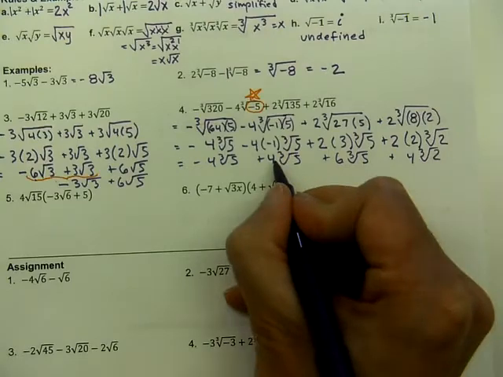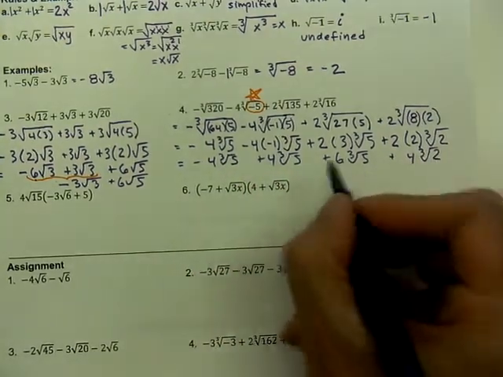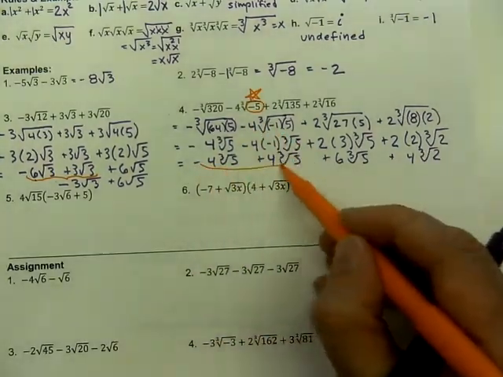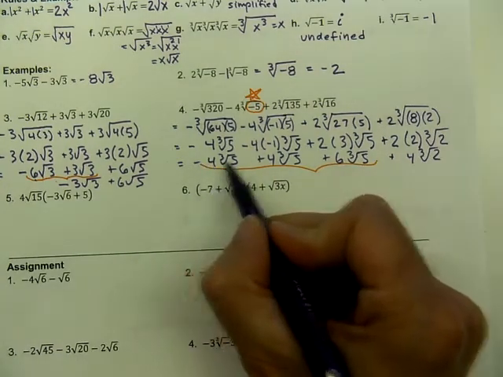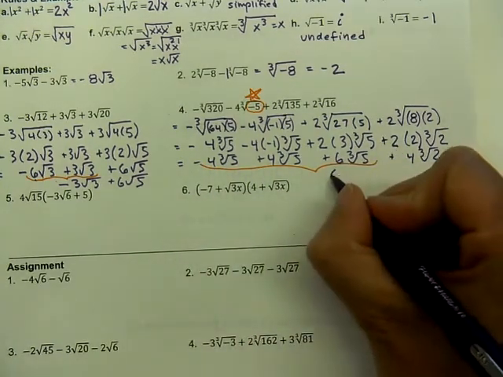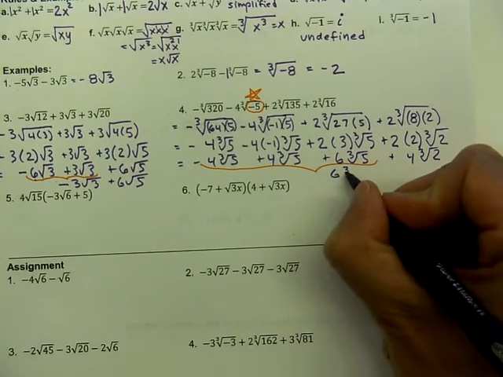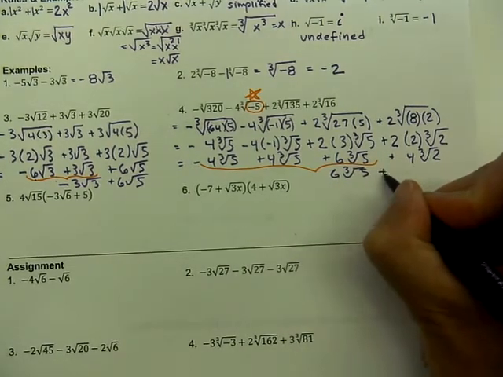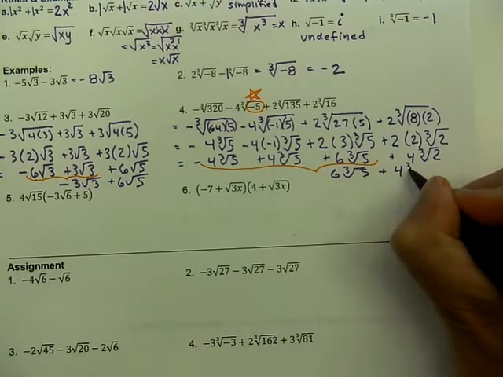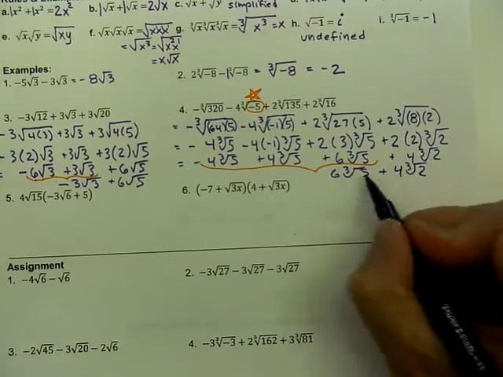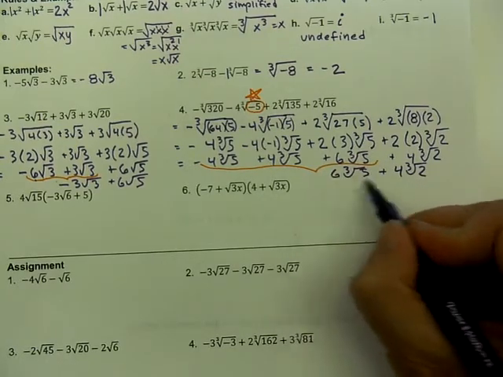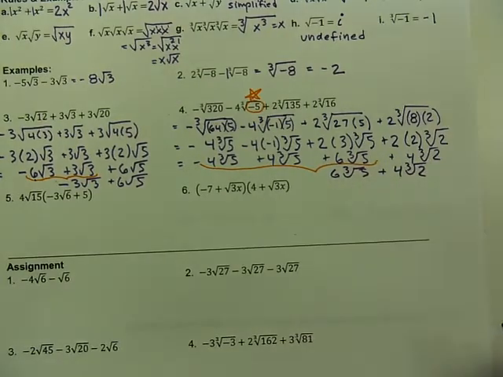Now that I have a single coefficient in front of each radical, now I'll combine like terms, and you can see that these first 3 all have identical cubed roots of 5. So they are like terms, they will combine, and they turn into 6 cubed roots of 5 plus 4 cubed roots of 2. That one does not combine because of the different value under the cubed root sign. So that's your final answer right there.